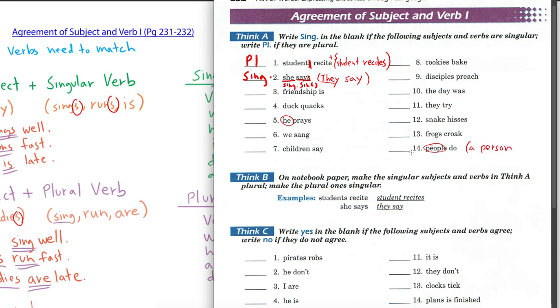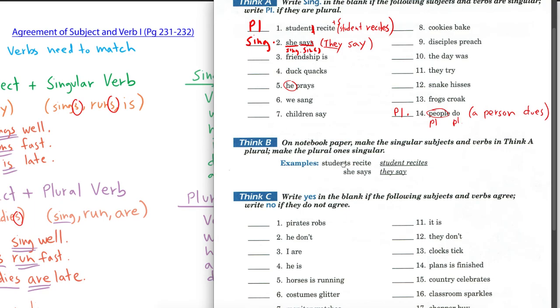All right. Let's do this one real quick. So "people do." "People" is plural. We know that "do" is also a plural verb. So this is plural, right? Change it to singular. We change "people" to the singular, "a person," and the singular form of "do" is "does," right? Like "a person does not tell lies," right? Okay, so that's Think B.